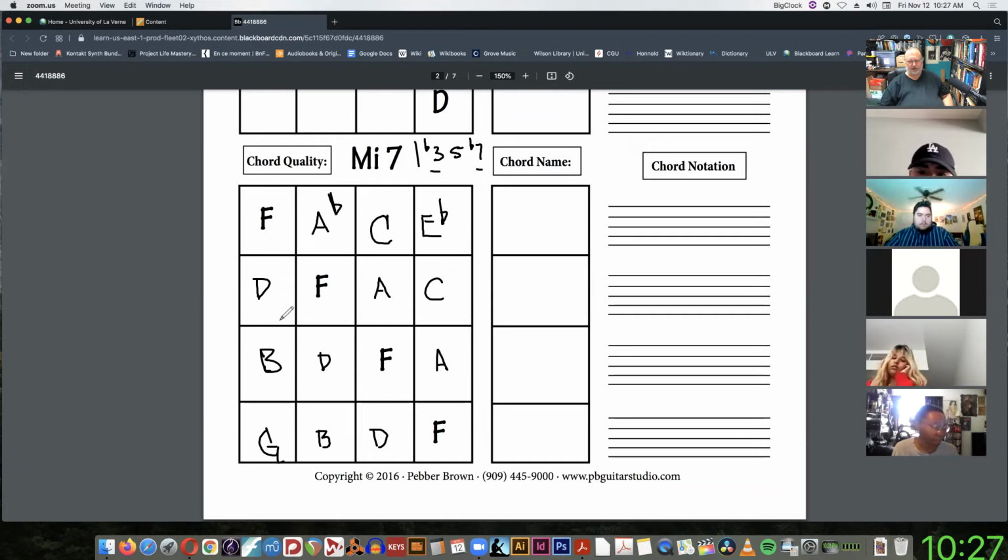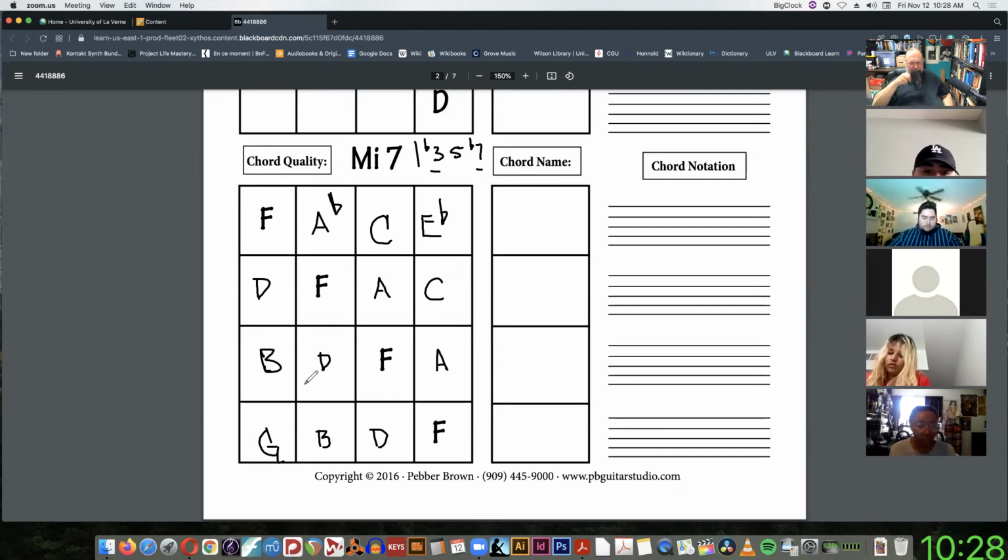Yosmar, next chord. D, F natural, A, and then C natural. So nothing needs to be done to that one, huh? Yeah. Okay, how about this one?